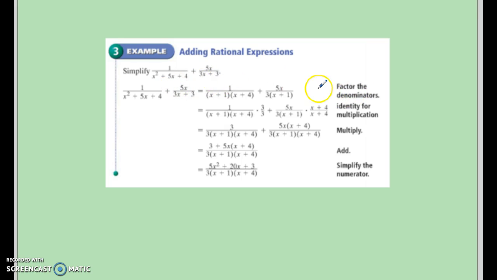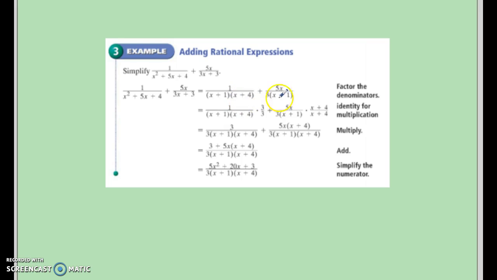So step 1 is I factor the denominators, as far as I can get them to be. Then I figure out what I have to multiply each numerator by when I have my common denominators. Just like we did when we were just talking with fractions, I have to do the same thing here. So I see that I've got an x plus 1 that's common in both denominators, so I don't really have to do much with that.